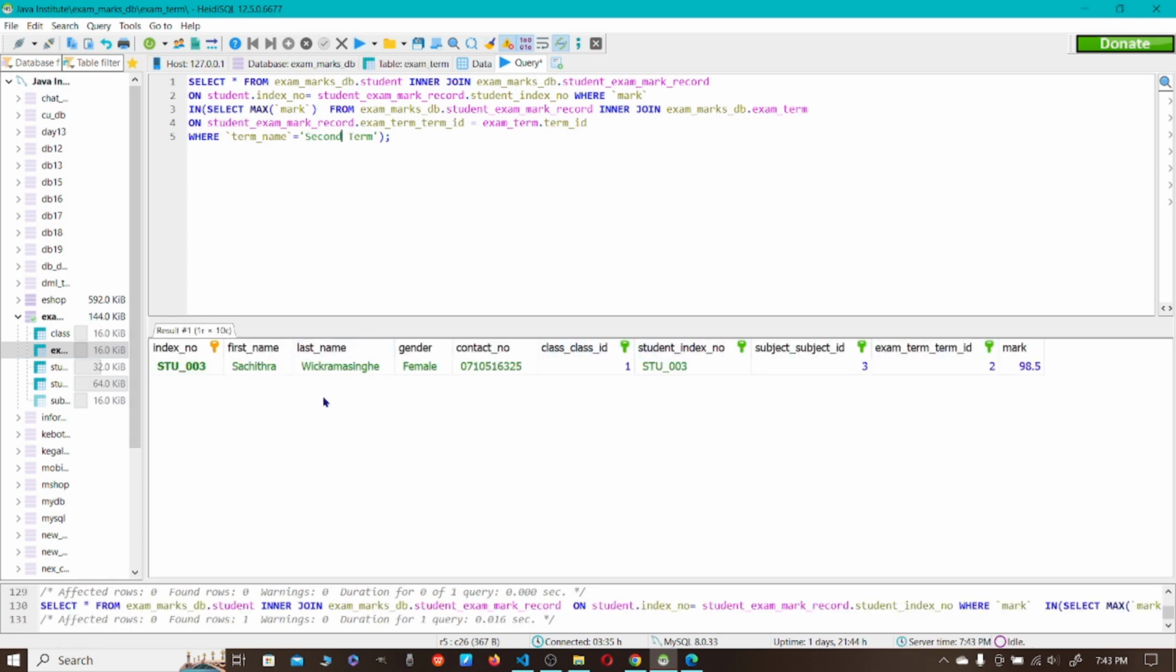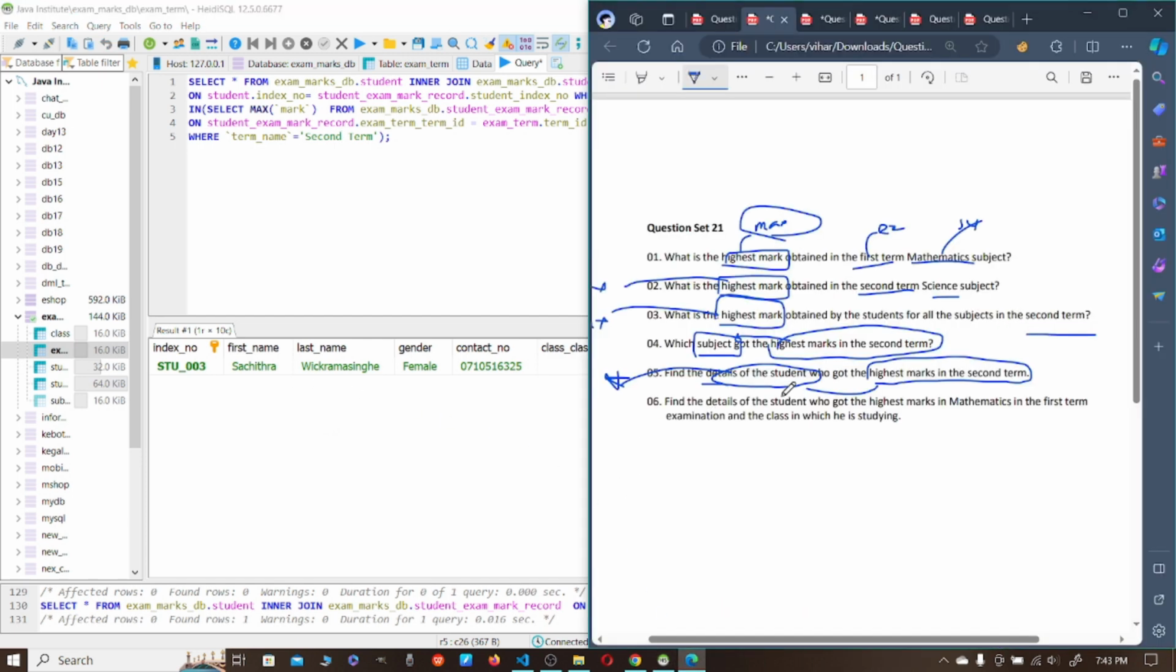So this output represents all details of the student who has received the highest marks in the second term.